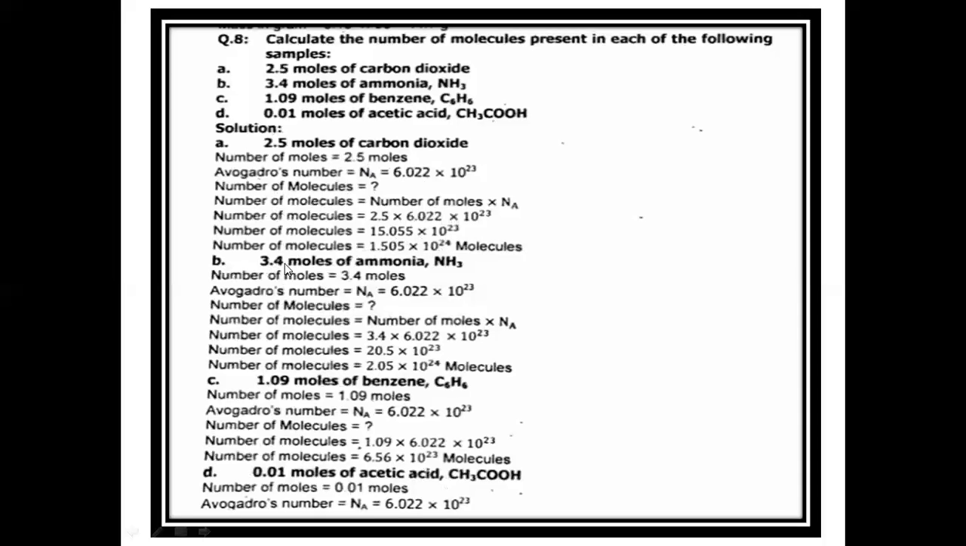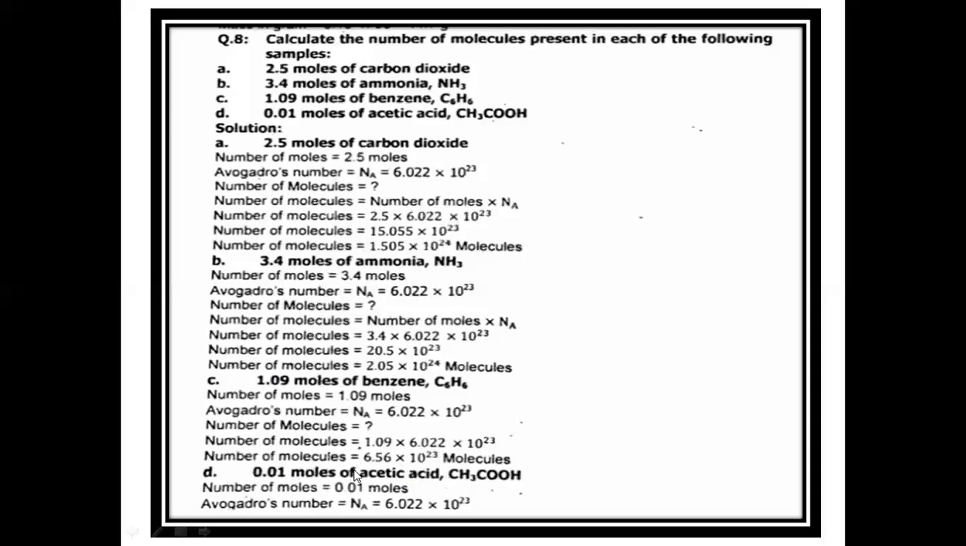B part, 3.4 moles of ammonia, the same thing. Moles are 3.4, the same formula, 3.4 times Avogadro's number, 20.5 × 10^23, or by shifting the decimal, 2.05 × 10^24 molecules. The same for C part, 1.09 moles, 1.09 times Avogadro's number, 6.56 × 10^23 molecules.